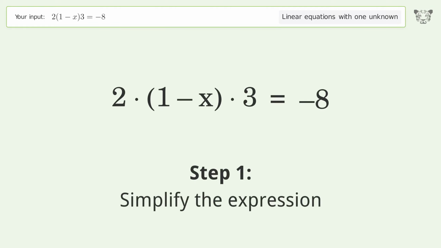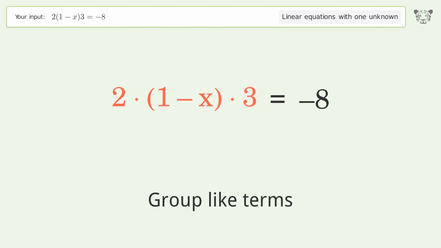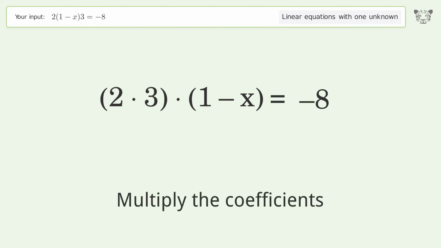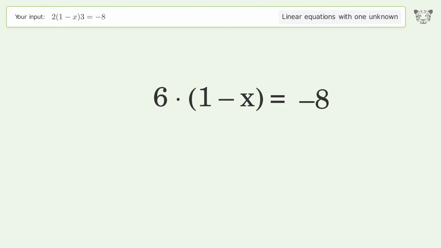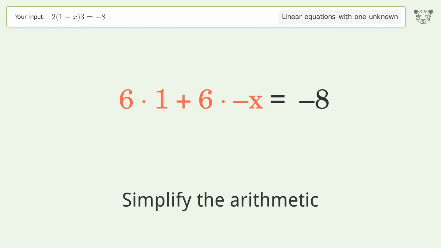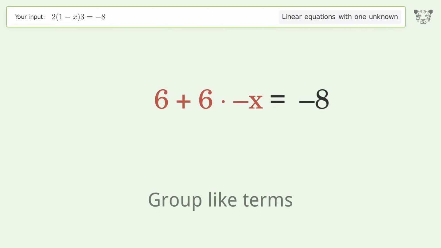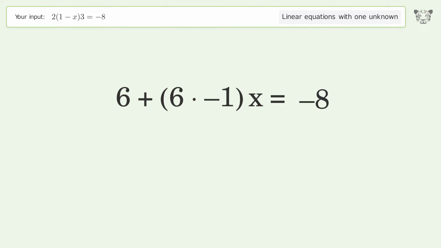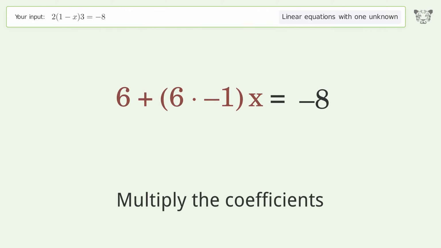Simplify the expression. Group like terms. Multiply the coefficients. Expand the parentheses. Simplify the arithmetic. Group like terms. Multiply the coefficients.